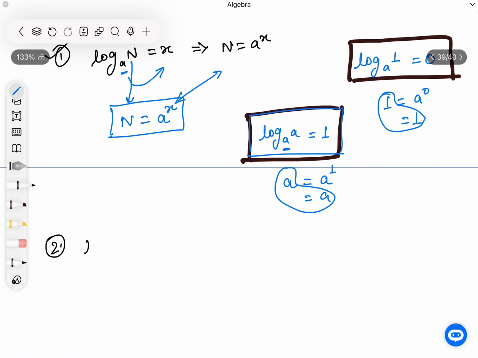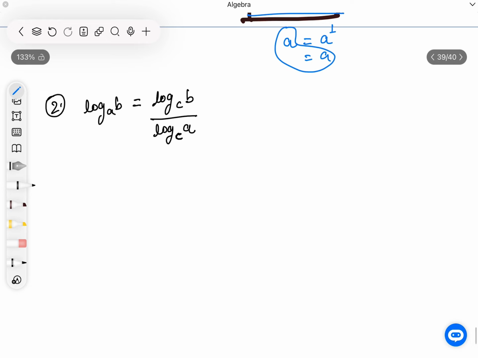Second property. Let's say you have log of b with a base of a. Now, if you want to change the base, then you can do that. You can replace that with any base, whichever you want. In our case, we are replacing it with c. But you'll have to make this base a a denominator over here, and you'll have to take the same base, that is c. So log of b with the base of a can be written as log of b with the base of c upon log of a with the base of c. Cool.